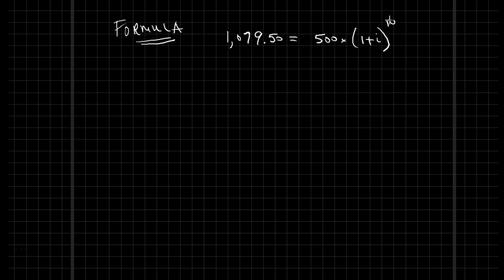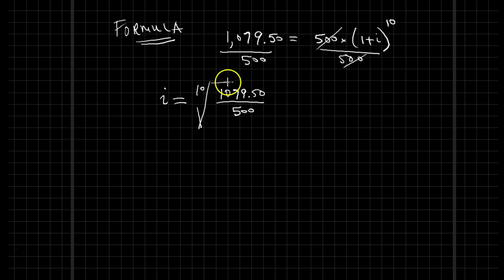From here, we divide both sides of our equation by 500. This way we get rid of the 500 here, and then we can take the 10th root of this, and subtract 1 ultimately. So I is equal to the 10th root of 1079.50 divided by 500, minus 1. We calculate that, and this should come out as 8% as well. So that's an alternative way to solve this problem.